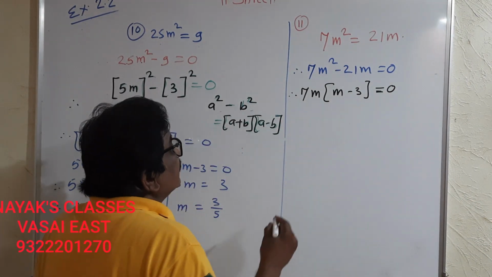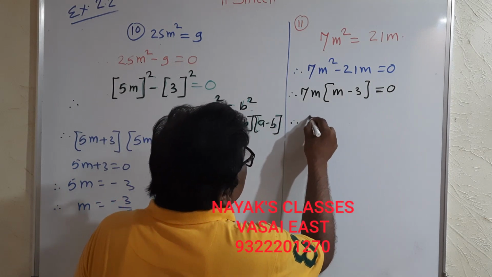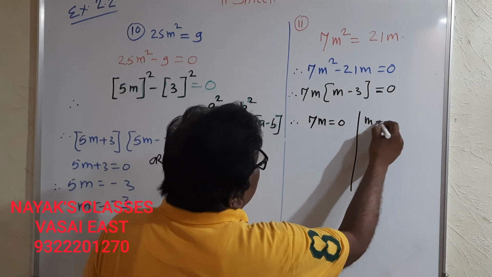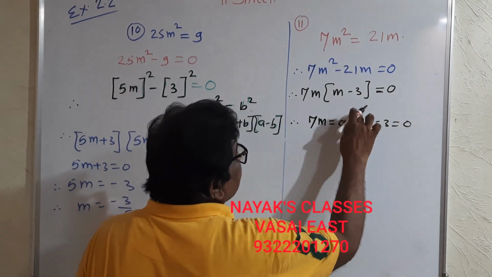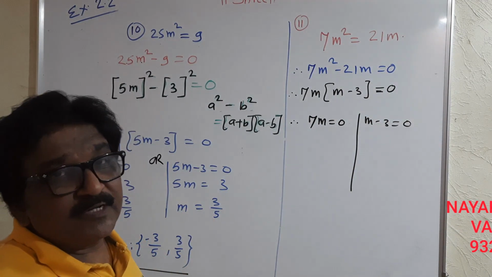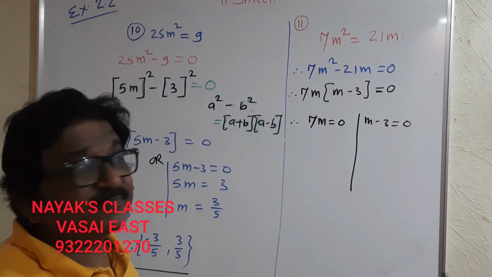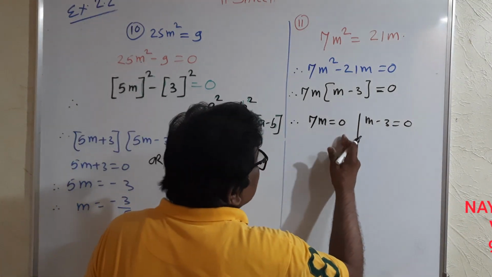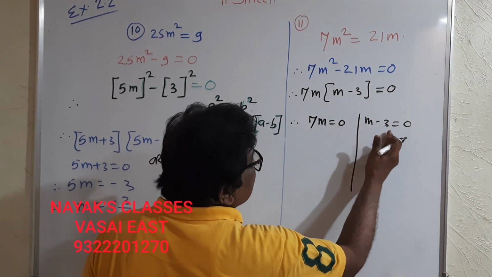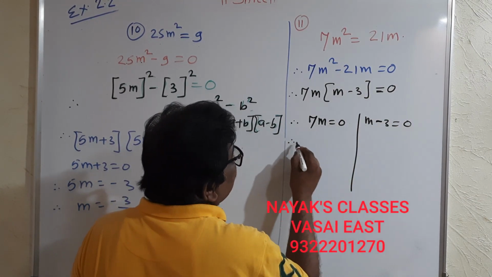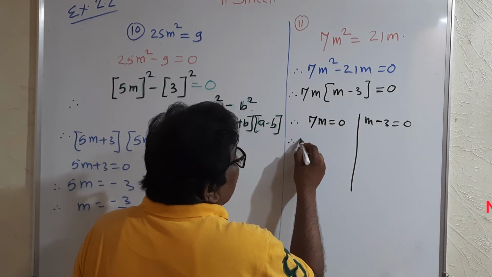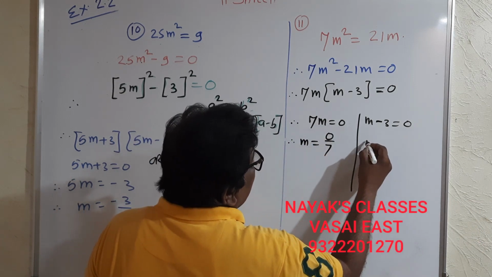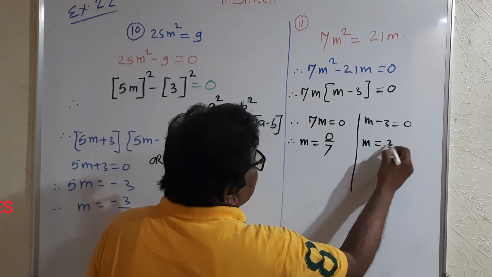This is taken out common 7m. So therefore either 7m is equal to 0 or m minus 3 is equal to 0. Product is 0 means the first term is 7m and the second term is m minus 3. Either of them is 0. So 7m is equal to 0 or m minus 3 is equal to 0. Therefore, m is equal to 0 upon 7 and m is equal to 3.